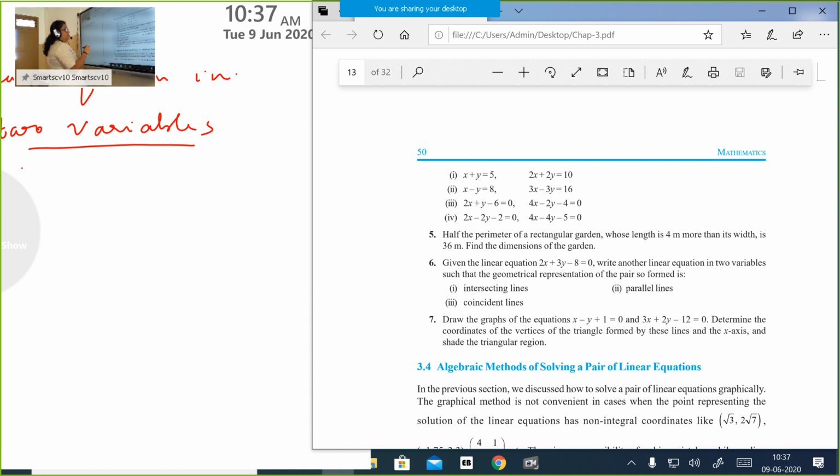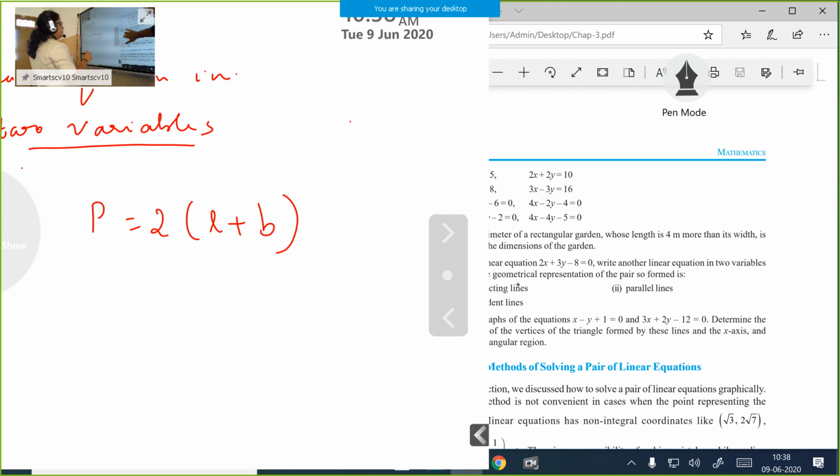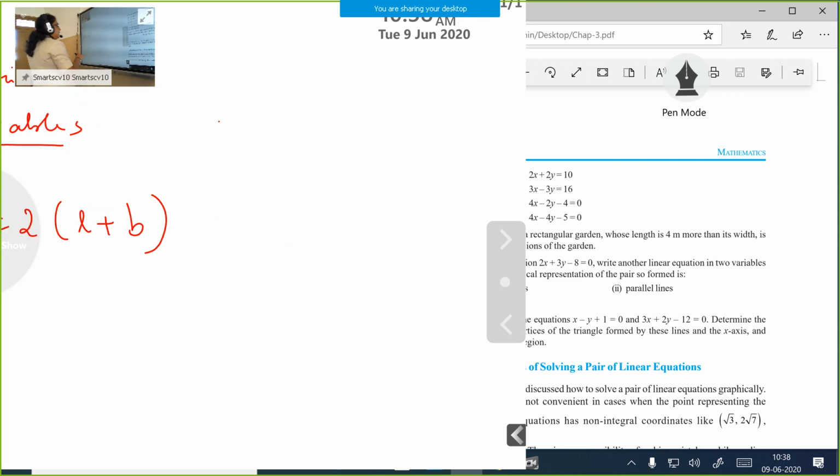First, what is the perimeter of the rectangle? The perimeter P is equal to 2 into (L plus B), length plus breadth. Then, given that half the perimeter of the rectangular garden, that means it has a length and breadth, whose length is 4 meters more than its width.